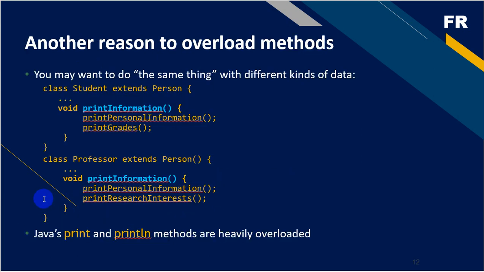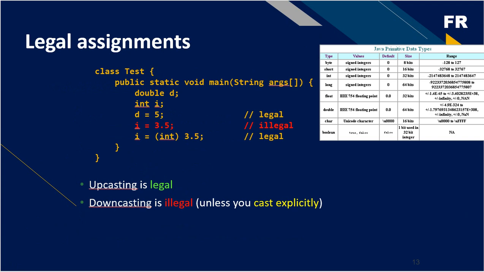Another reason to overload a method is that you may want to do the same thing with different kinds of data. For example, these are the same functions, printInformation, with no argument being accepted. But the functionalities are different. This one is printing personal information, this one is also printing personal information, but the difference is here: this particular function prints the grades, and this one prints the research interests. Their functionalities are different, but their names are the same, and the inheritance relationship is also there. So it will be predetermined what type of function will be called.